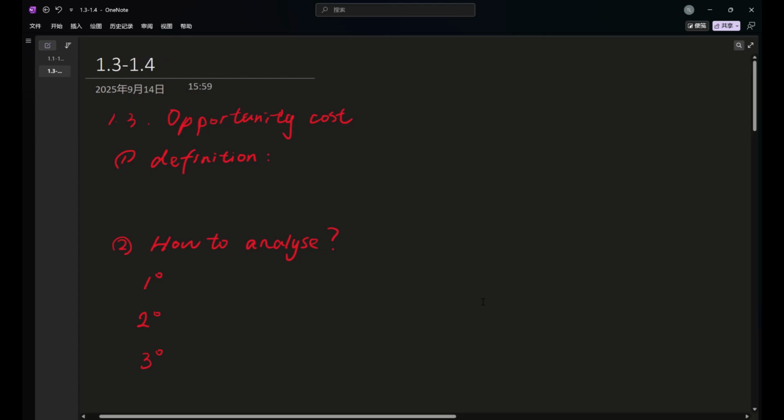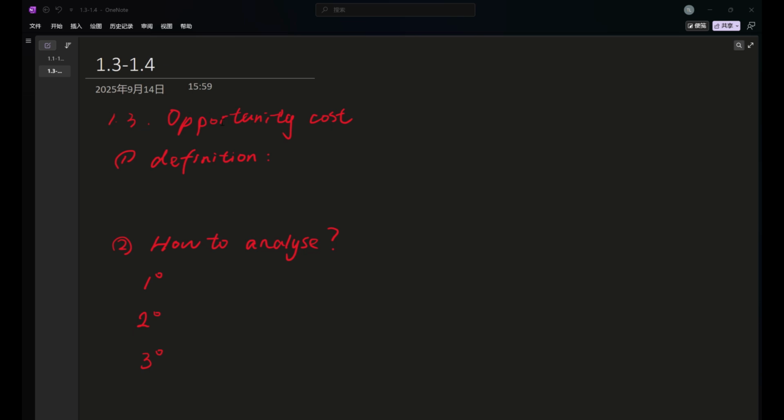Hello, my class. This is the second part of Chapter 2. The reason that I separate Chapter 1 into two sections is because 1.3 and 1.4 are very essential for economics learning. Both of them are very fundamental concepts. One is opportunity cost, one is PPC.